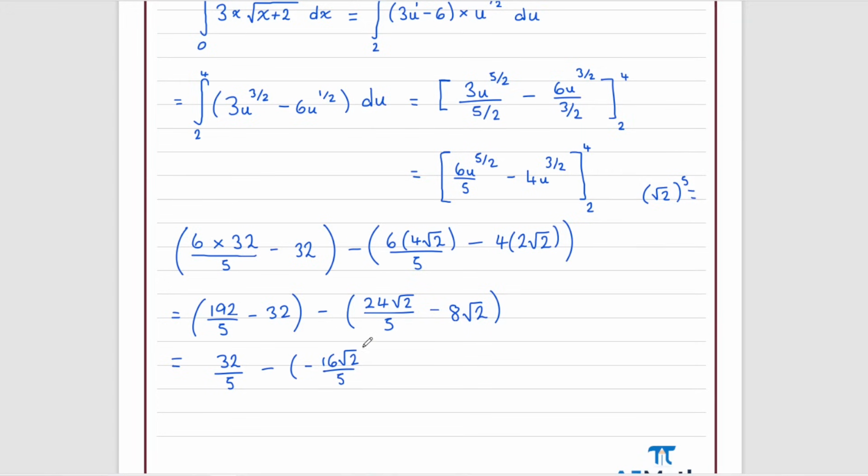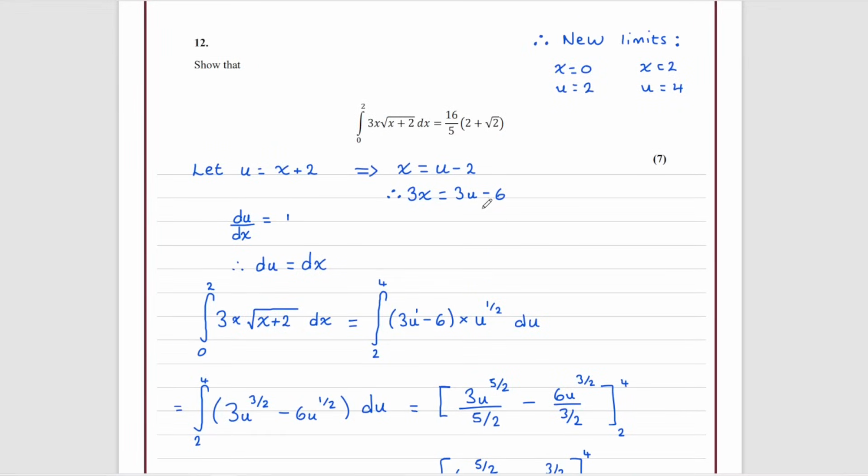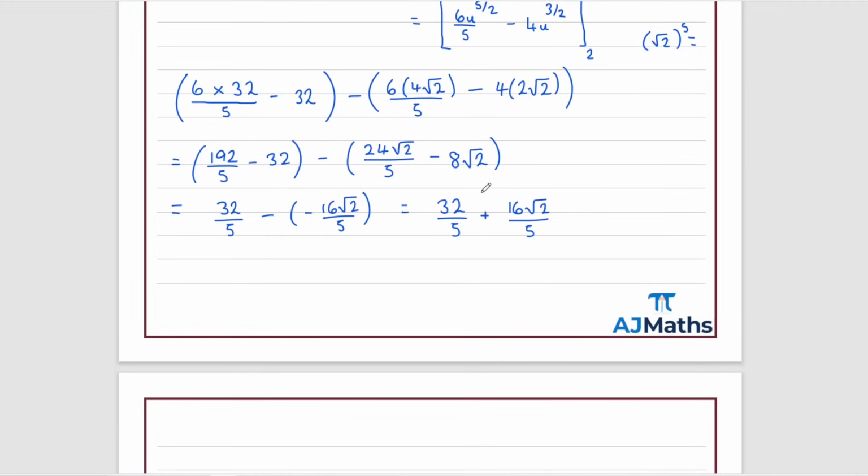Like so. So from here then, this is the same now as 32 over 5 plus 16 root 2 over 5. And now I can see straight away how this is going to lead to our solution. I'm going to factor out the 1 over 5 to begin with here. We've got 32 plus 16 root 2, like so.